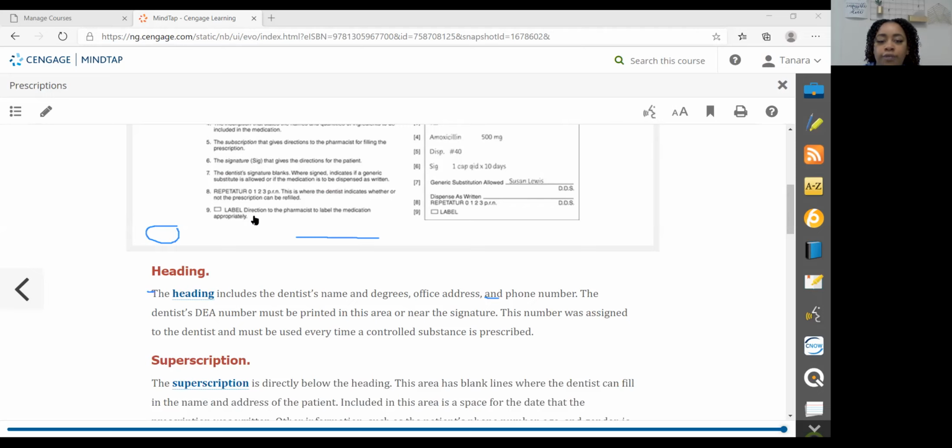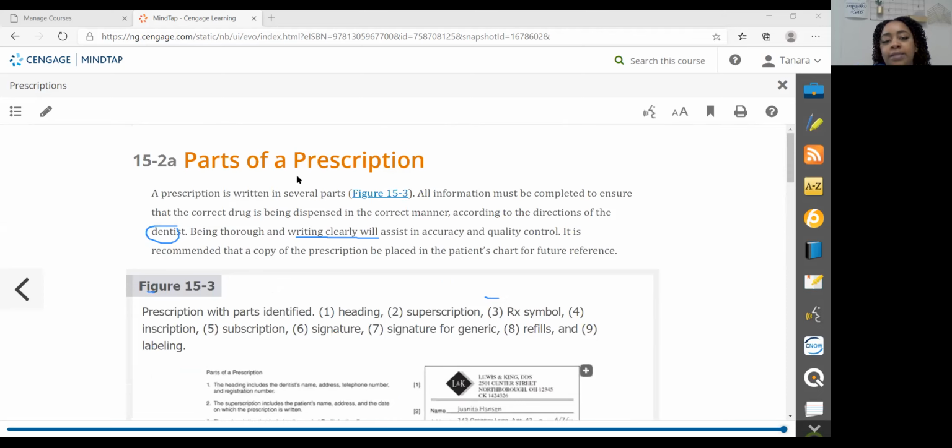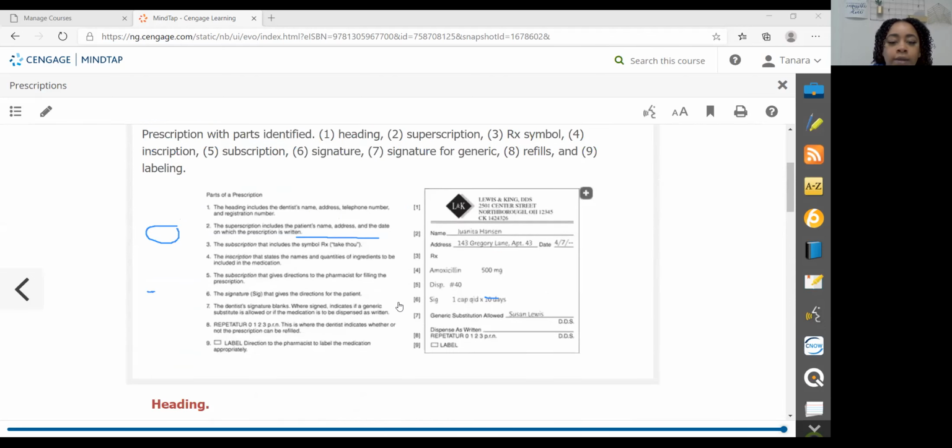Okay. And number 9 is a label. It's the directions to the pharmacist to label the medication appropriately as it is written. If you have any questions about the parts of a prescription, look on pages 311 to 312 in your book. It breaks down what each part of the prescription symbolizes.